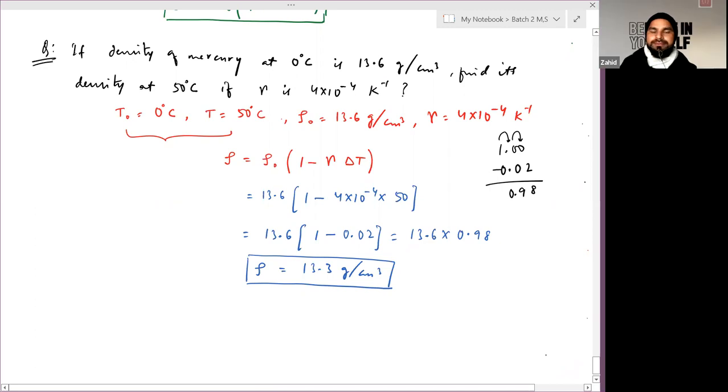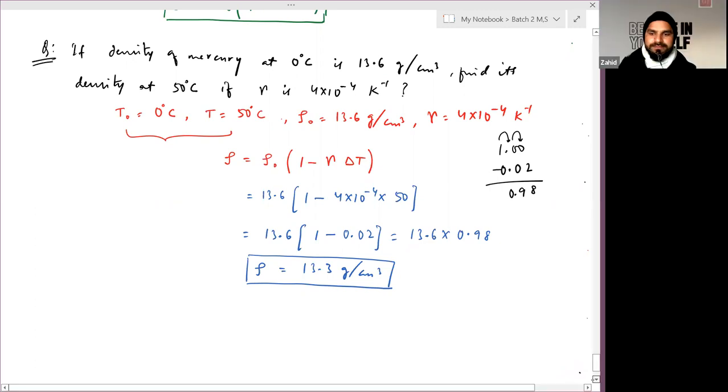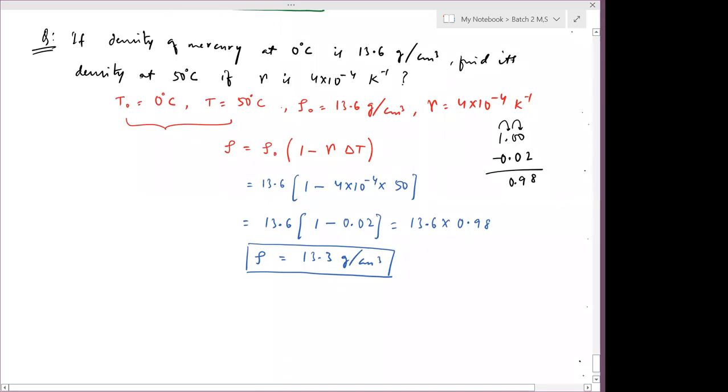Sakshi, is it clear till this part? Yes, sir. Okay. You all have written? Yes, sir. Nahara?